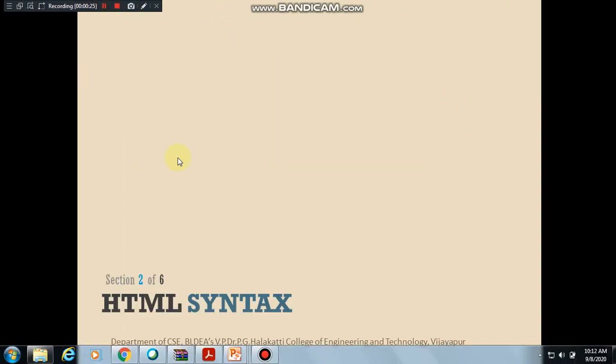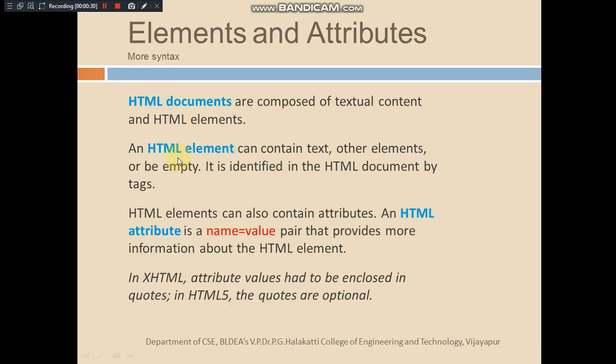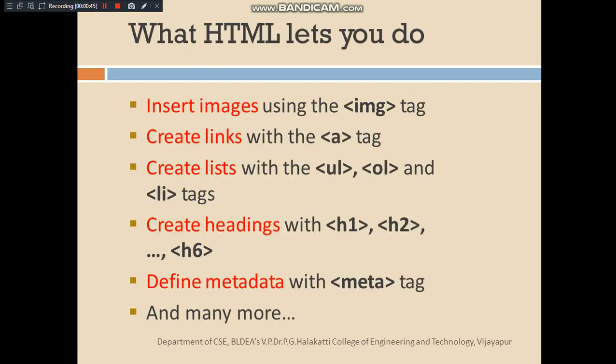Let us go for looking into HTML syntax. Let us have a look at elements and attributes, which we have already seen. That element is nothing but an HTML tag, and the name-value pair used for a particular element is an attribute. So these are all the different examples of HTML elements or tags for creating images, links, lists, headings.